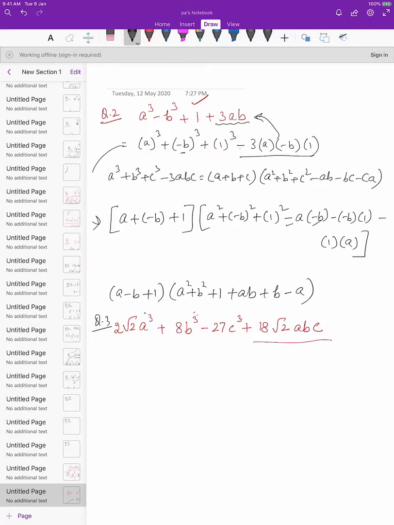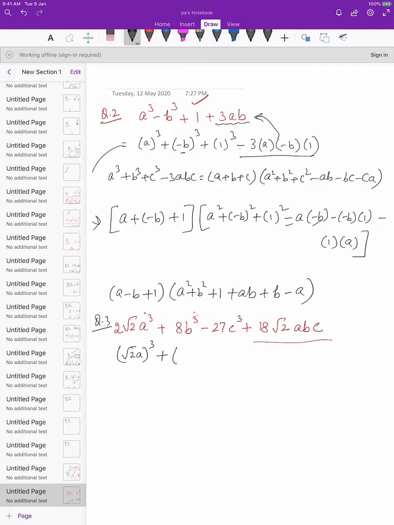Now 2 root 2 a cube, just with the practice only you will get to know all these things. If I write root 2 a whole cube, what will I get? Root 2 a whole cube means you do the cube of root 2 and you do the cube of a. Root 2 whole cube means root 2 into root 2 into root 2, and a cube. Now root 2 into root 2 will give you 2, into root 2. So 2 root 2 a cube. Right? With the practice you will come to know of these things. So 2 root 2 can be written as root 2 whole cube.